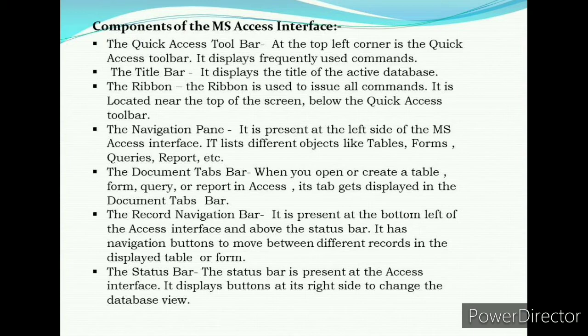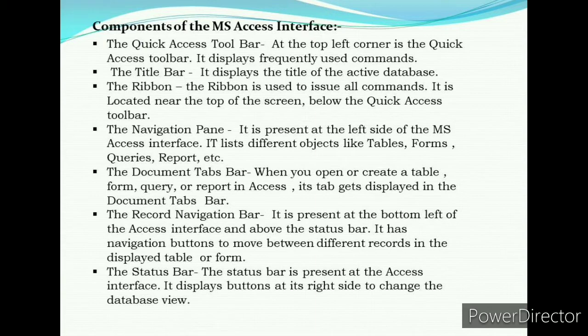Now next is the title bar. It displays the title of the active database. Third is the ribbon. The ribbon is used to issue all commands. It is located near the top of the screen below the quick access toolbar, which helps in making the database. The navigation panel is present at the left side of the MSSS interface. It lists different objects like tables, forms, queries, reports, etc., which are required for making the database.